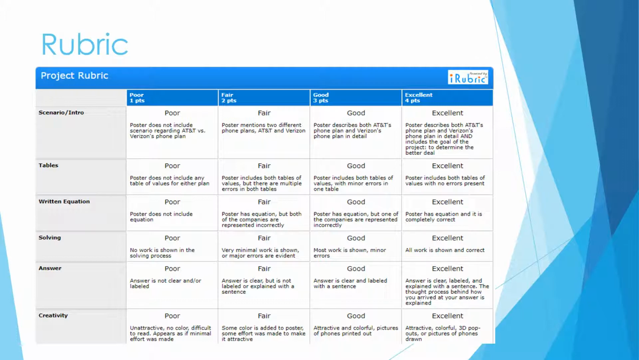In terms of the answer, so the answer must be clear. It has to be labeled correctly. So with word problems, we always have labels in our answer, as well as an elaboration piece. They're explaining how they got to their answer. And then, of course, creativity. I'm big on creativity, and I wanted to include this on the rubric since they're creating a poster.